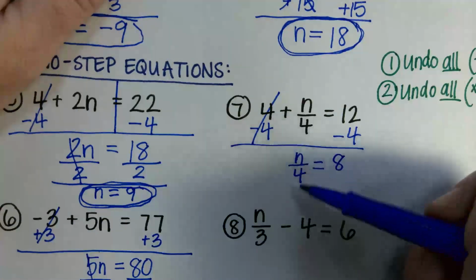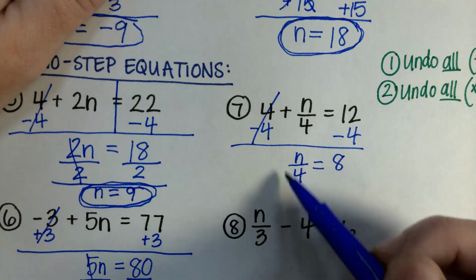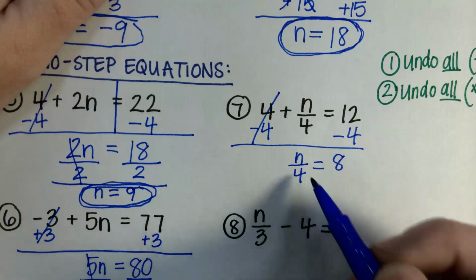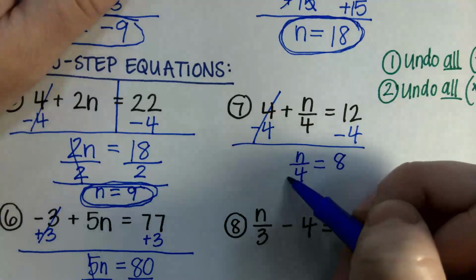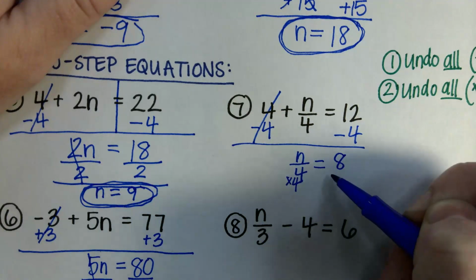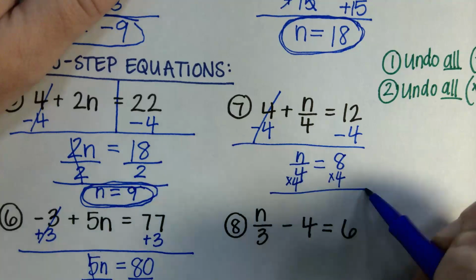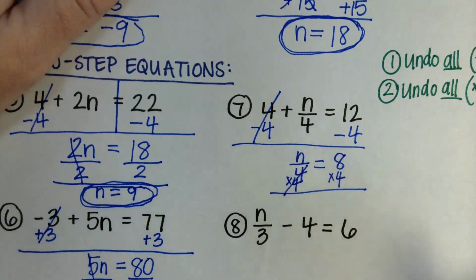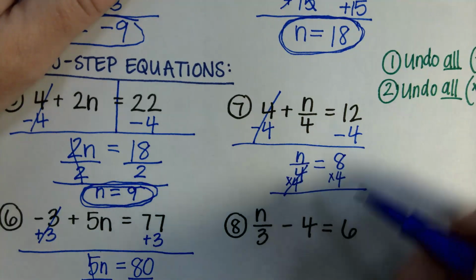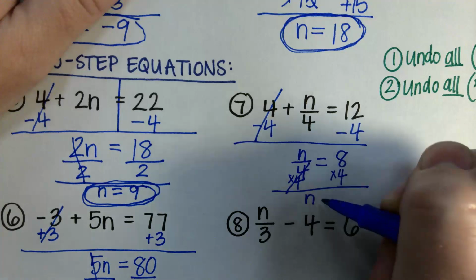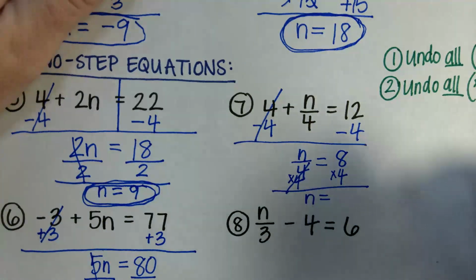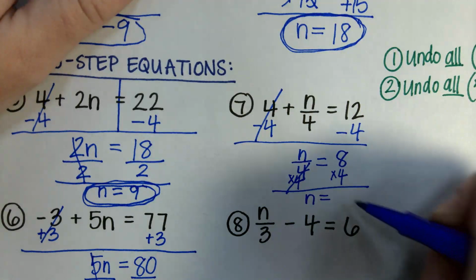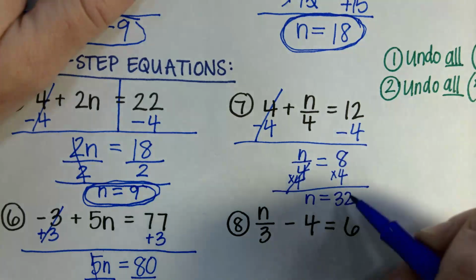We have n over 4, which means n times 4. Yeah, it's actually divided by 4, but we are doing times 4. I feel like that's what you meant. Yes. So we do that on both sides. My 4's go away. So I'm left with n equals, what's 8 times 4? 32. Good job, guys. Wonderful.